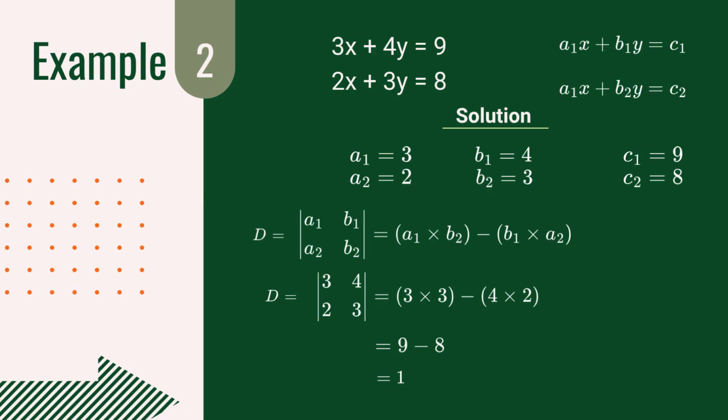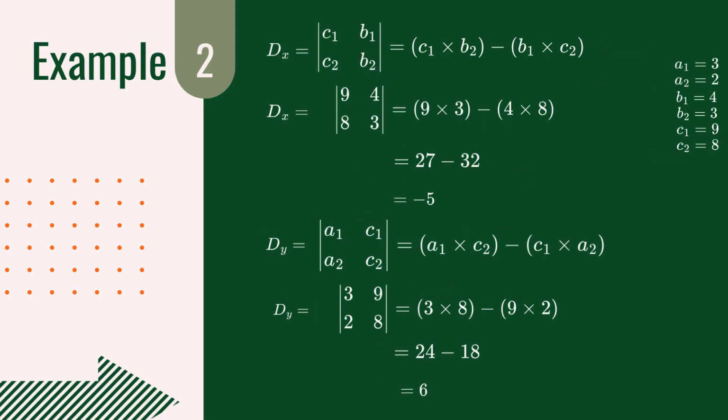The next step is to find your main determinant, your determinant of x and determinant of what? Y. We have our formulas already, of which you can always generate whenever you want to solve using the Cramer's rule. Substituting your values and cross-multiplying, we have 3 times 3 will give us 9, and 4 times 2 will give us 8. 9 minus 8 is 1. So our main determinant is 1.